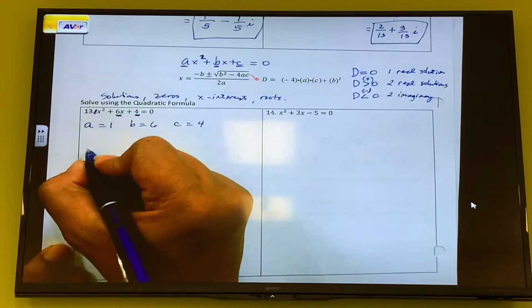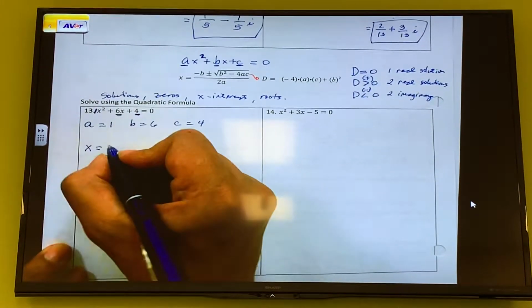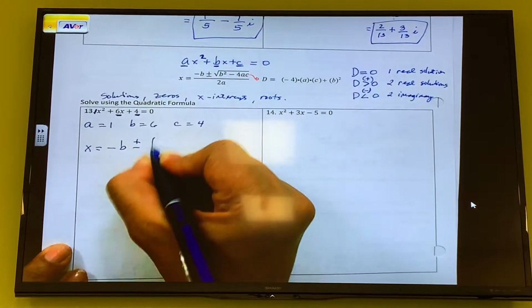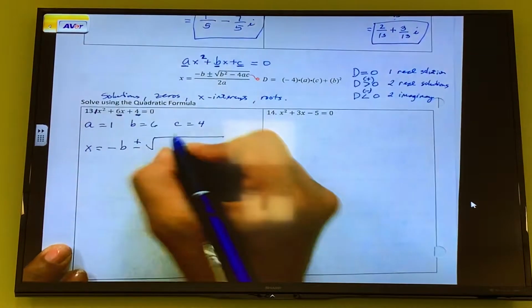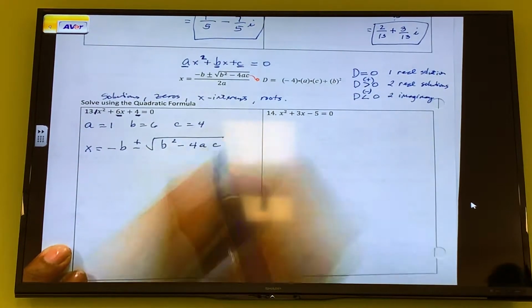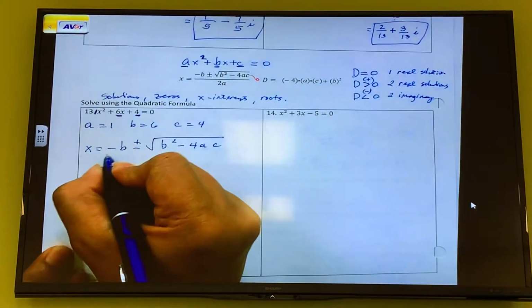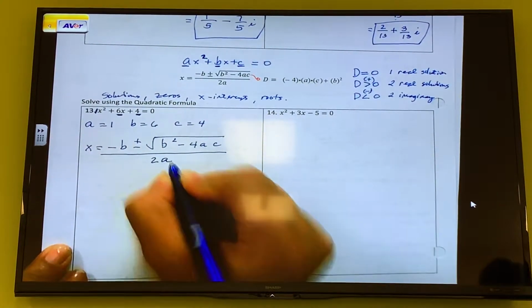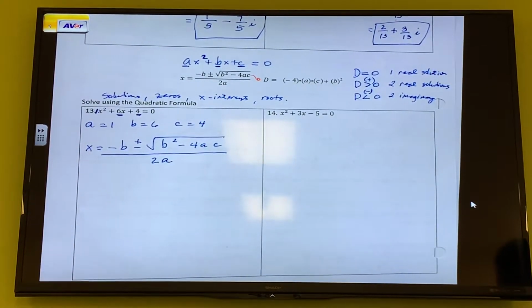So I'm going to rewrite my quadratic formula. x is equal to negative b plus or minus, and then under the square root sign we have b squared minus 4 times a times c. Whatever we get in the numerator, we divide by 2 times the a. So that's the formula.